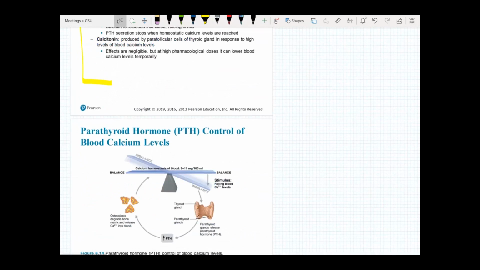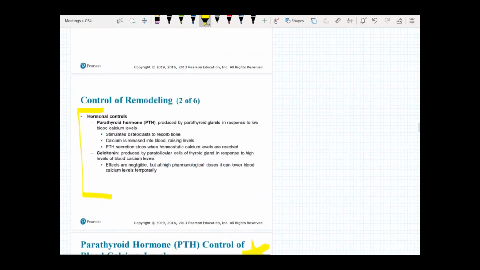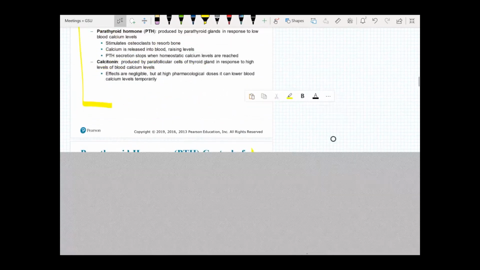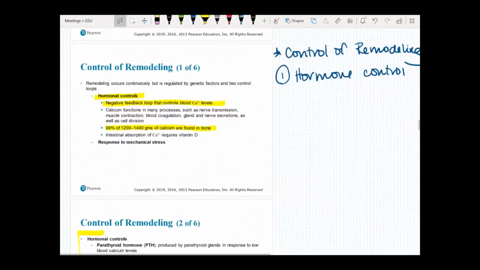So this is my feedback cycle. Remember, a negative feedback cycle is going to do the opposite. So that's what we're looking for. We're looking for that seesaw in the middle. How you actually have your calcium levels controlled is going to be by the hormone parathyroid. So the hormone control is going to be primarily through the parathyroid hormone.